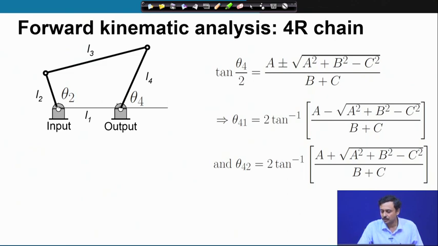So, there are these two possible solutions, theta 4 1 and theta 4 2, with here you have this plus minus. So, I have taken them one by one. Here I have taken the minus, and here I have taken the root with the positive sign, and I do tan inverse. Now, this tan inverse is quite powerful. In most softwares, in programming languages, this tan inverse is given in terms of a function called atan2.